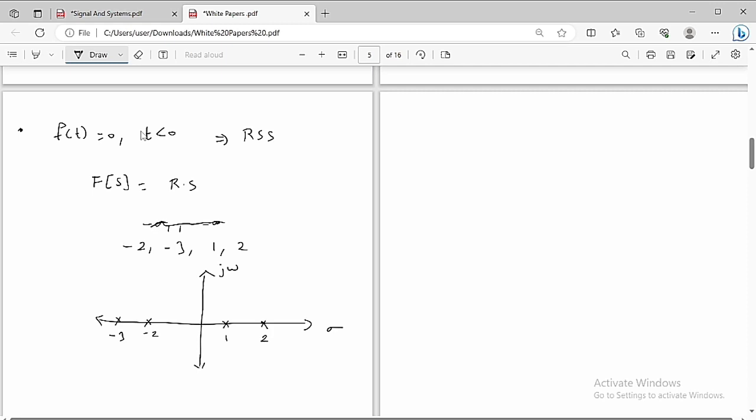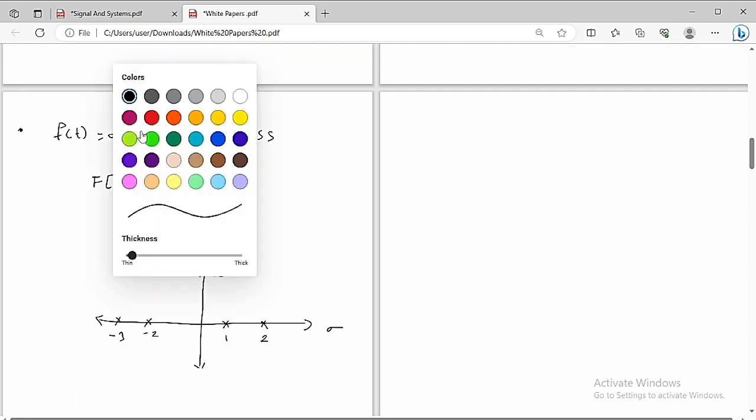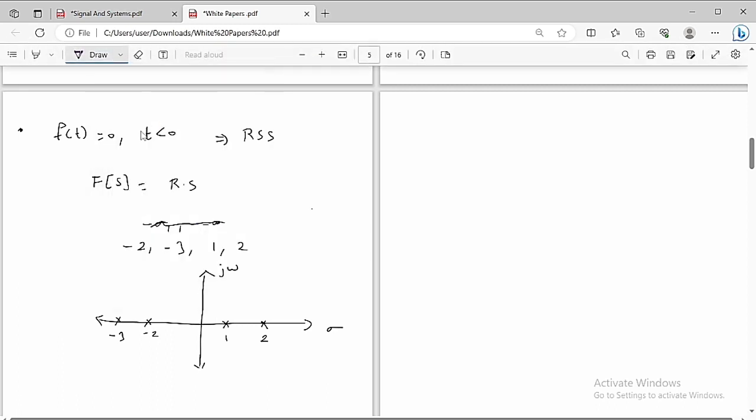And what we know, as the signal is a right-sided signal, the ROC is also right-sided. So this point I already told you. So from where? From here, the ROC is going to be included. So this is the ROC. From here it is going to be included. Therefore we can say the ROC of the right-sided signal starts from the rightmost pole.